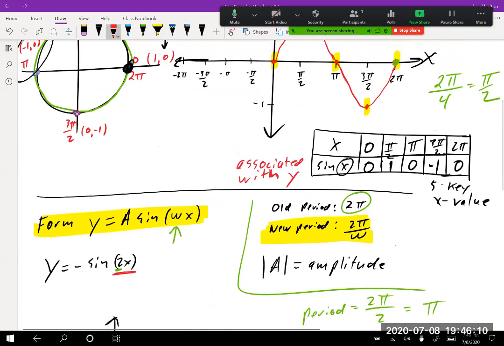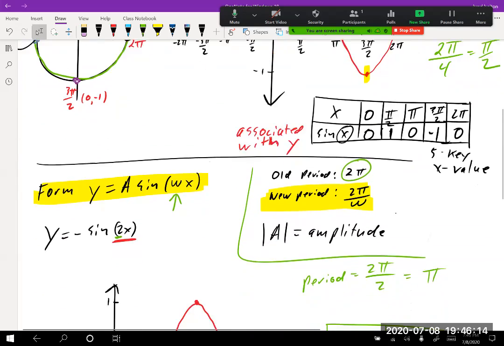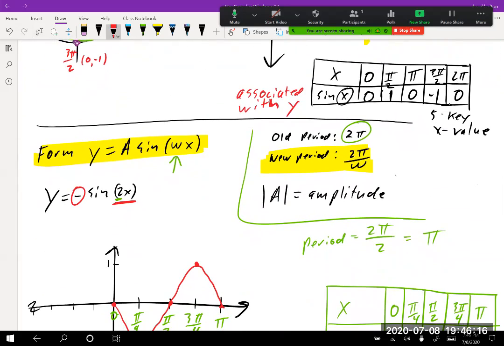Now notice it looks a lot like this graph up here, but it's flipped. Well, that's because, just like with parabolas and all of that, you put a negative in front and it's going to do a reflection across the x-axis. So we did the same problem, but it just reflected it, and then we adjusted for the period. But it still looks like a sine graph.